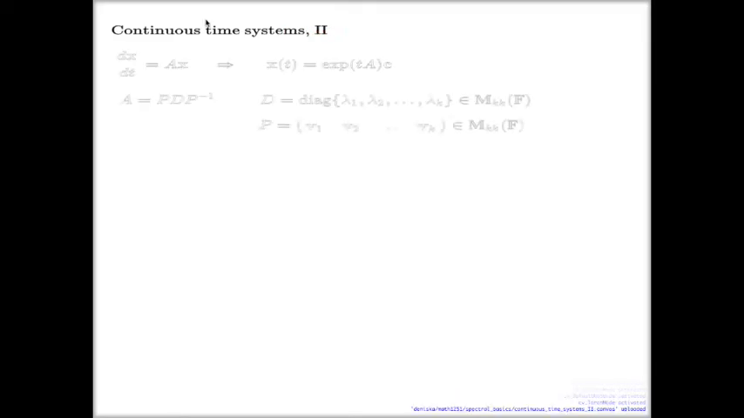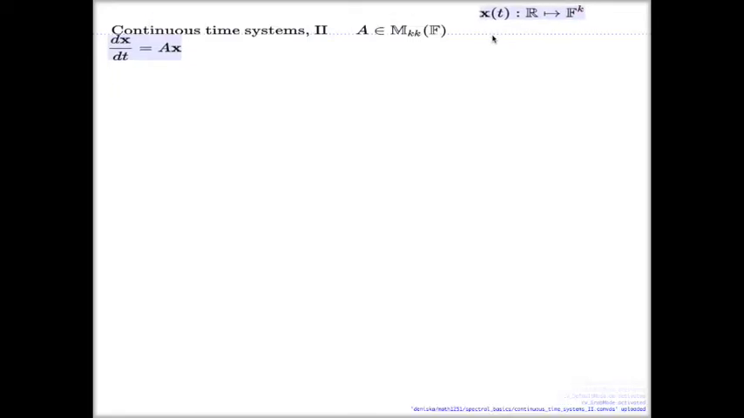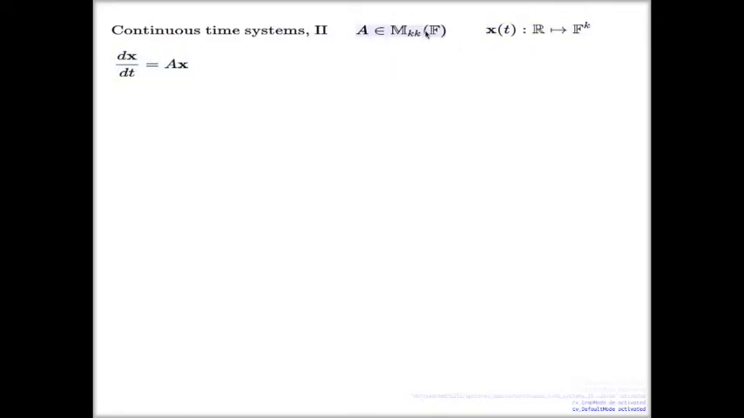Continuous time systems, number 2. So we have a system like this. It's a matrix system. A is a square matrix. X here is a vector function, so the function which has a numerical continuous parameter, time parameter, and values taken are in k tuples. So this is my differential equation.